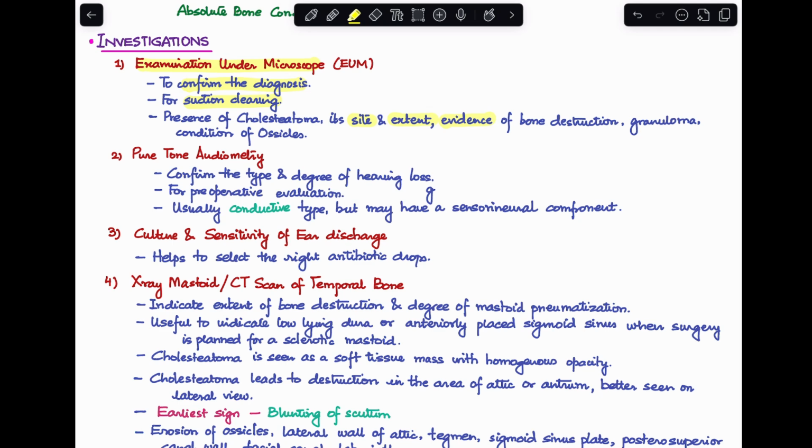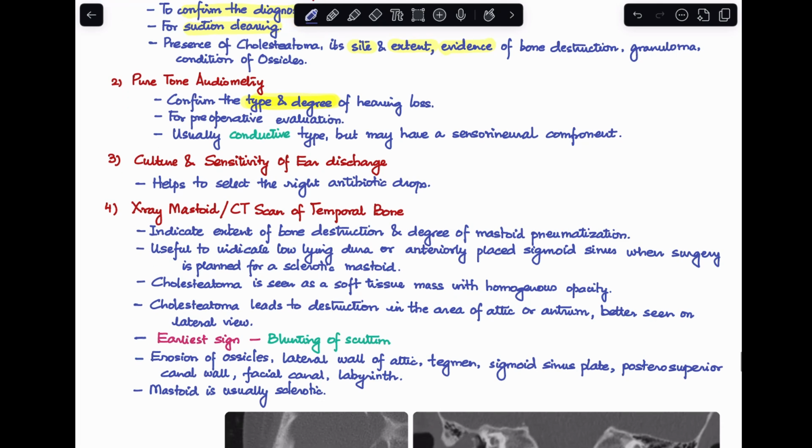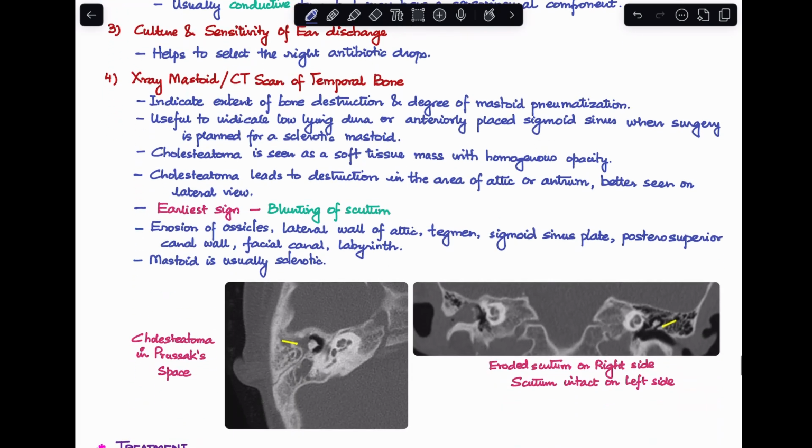All of those information can be gotten from here. Second is the pure tone audiometry, which will confirm the type and the degree of hearing loss, and this will again help you in preoperative evaluation and also in counseling the patient about the surgical outcomes. Usually we see a conductive type, but there can also be a sensorineural component over here. Next, in case of a continuously discharging ear, we can perform a culture and sensitivity of the ear discharge. And last of all is performing an X-ray mastoid or a CT scan of the temporal bone.